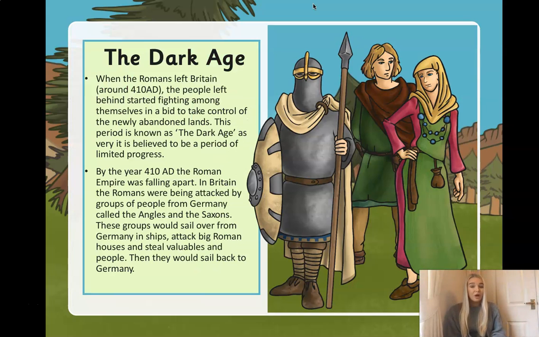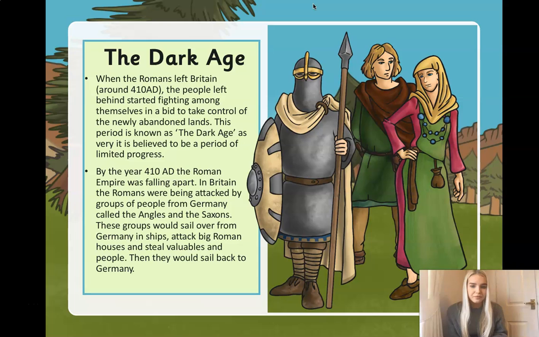Now, when the Romans did leave Britain to go home, this was around 410 AD. The people who were left behind started fighting because they wanted to be the one who would take control of this new abandoned land. Okay? And this period is known as the Dark Age because this is where there was not much progress in Britain and it was left on its own, and people were fighting to see who would be in control of Britain next.